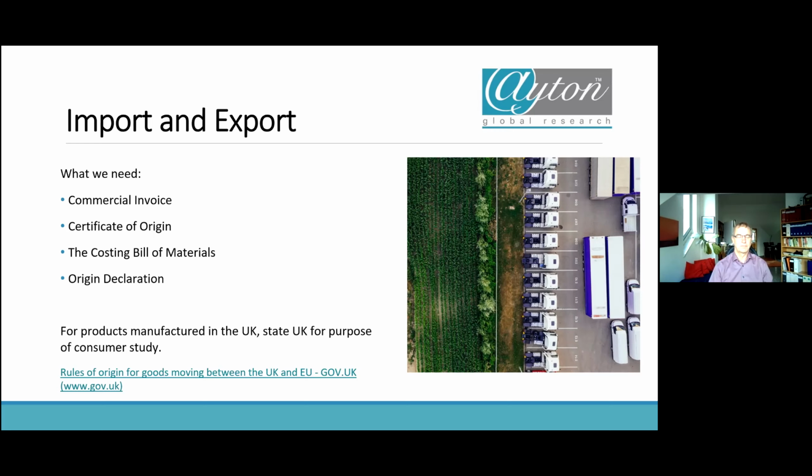So I've put a list here of things that we need. We don't need all of these, we need one of these, so don't panic. So we either need a commercial invoice, a certificate of origin, the costing bill of materials, or an origin declaration. So we would very much need one of those if we're putting something into the EU. At the moment, our advice has been given to us by our specialists that any products that are manufactured in the UK state UK for the purpose of the consumer study. So we need to think about that again right now.